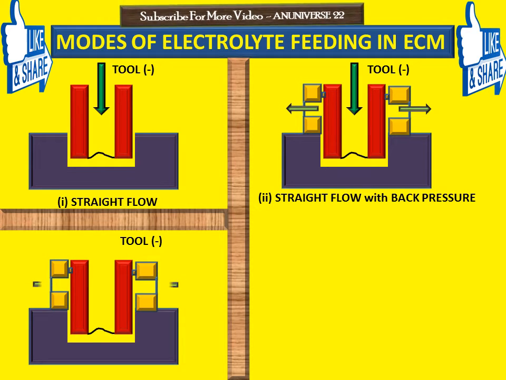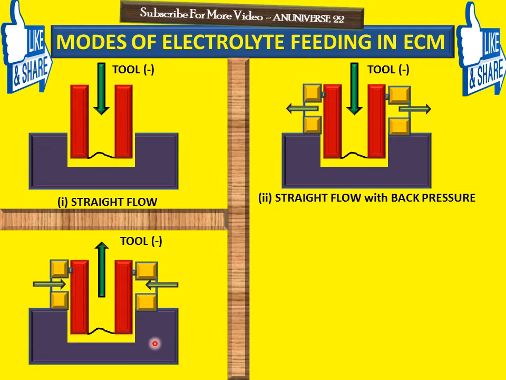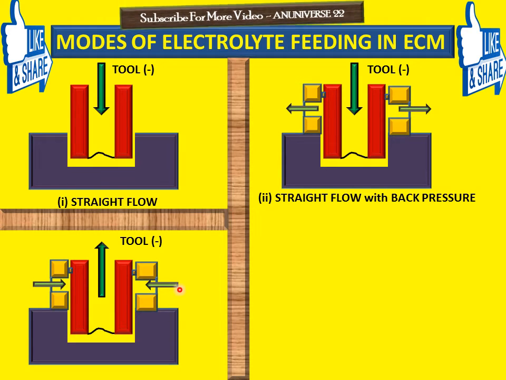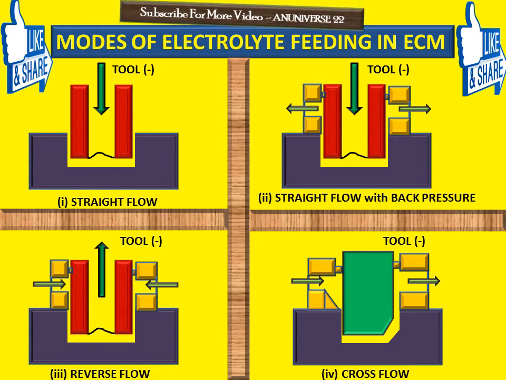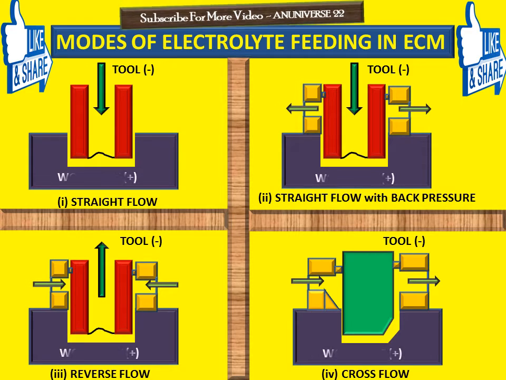The next one is the reverse flow. In reverse flow, this is the cathodic tool, and this is the workpiece, that is anodic, and the electrolyte enters from the sides and goes out from the top side of the tool. And this is the reverse flow. The last one is the cross flow. There is no feeding of the electrolyte from the top side of the tool; it is from the side, from left hand side to right hand side, and this is the cross flow.